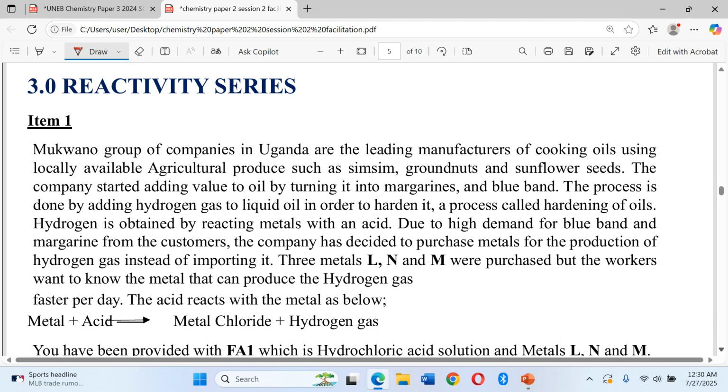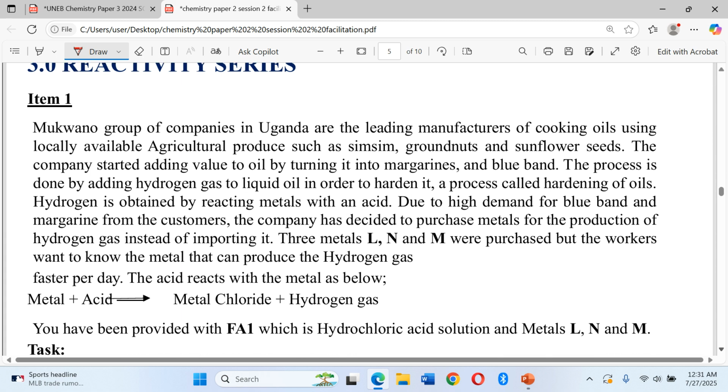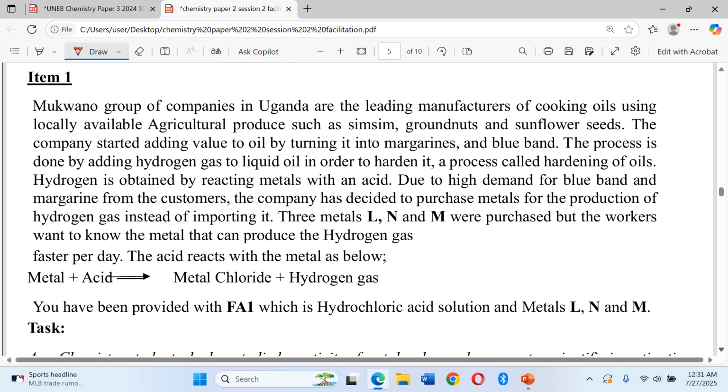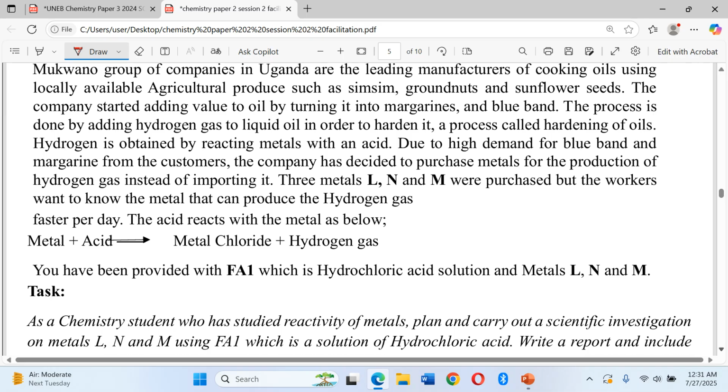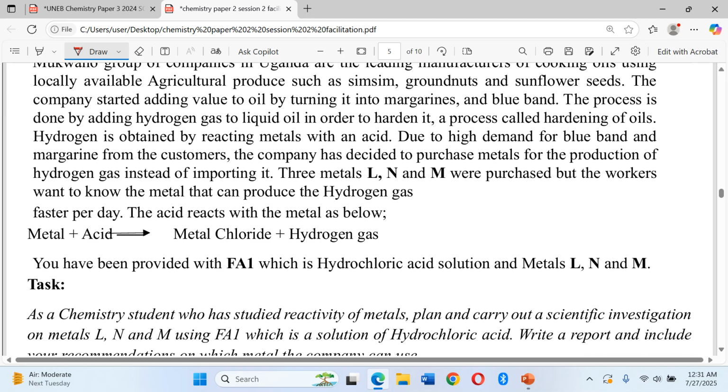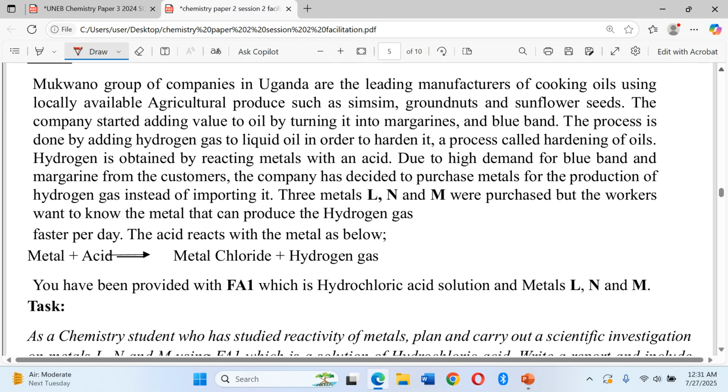Then here, we can use this experiment to determine which one is more effective than the other, because the one which displaces the other then becomes the better alternative. So let's read this item, and then we see, if a question comes under reactivity series, how can we approach that question? I want us to read it faster so that we can see how to wind up with this.